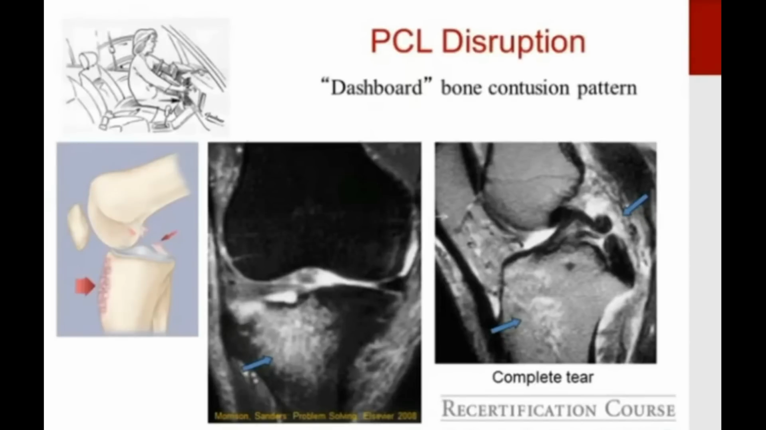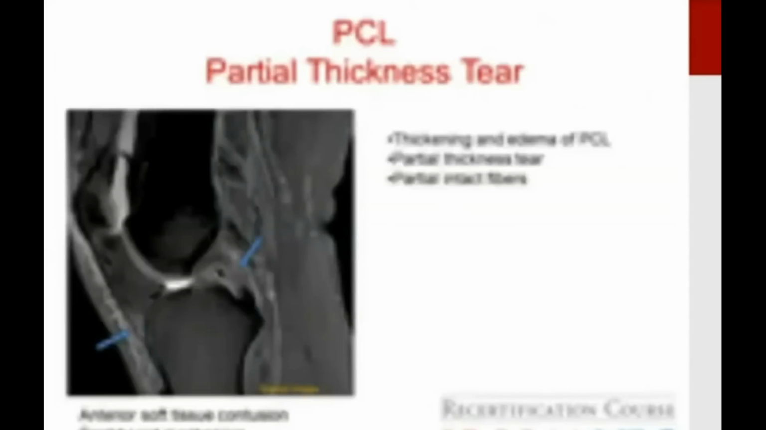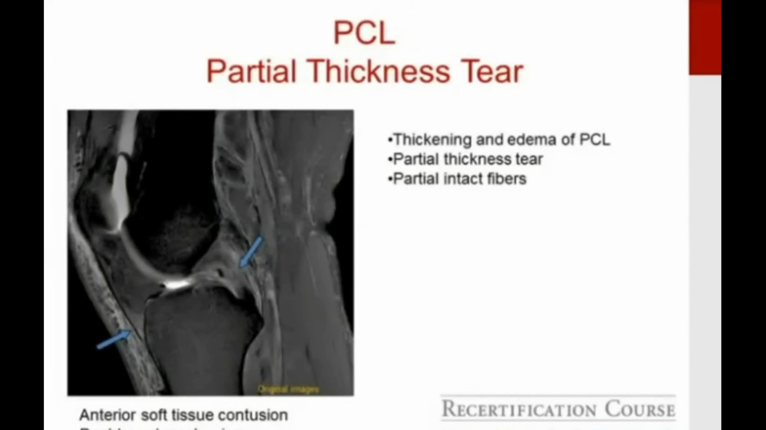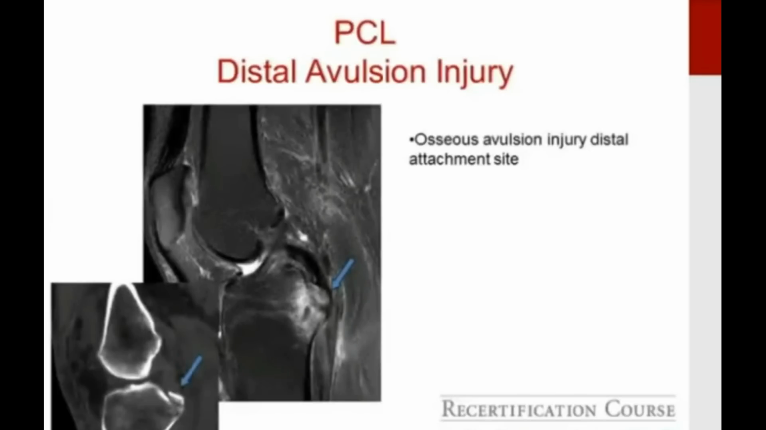And here we see a frank disruption with fluid signal extending through the mid-substance of the PCL. The more common injury would be a partial thickness tear or a sprain of the PCL. And with this, we'll just see thickening and edema, but the fibers are intact with no frank or gross disruption or discontinuity. Once again, here we see the anterior soft tissue contusion associated with the dashboard mechanism of injury.